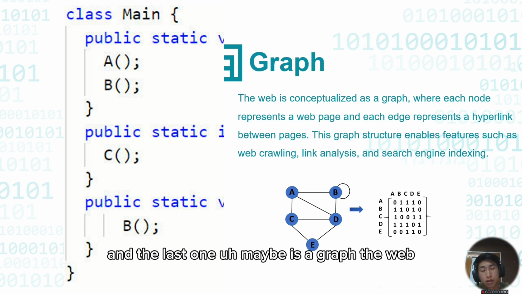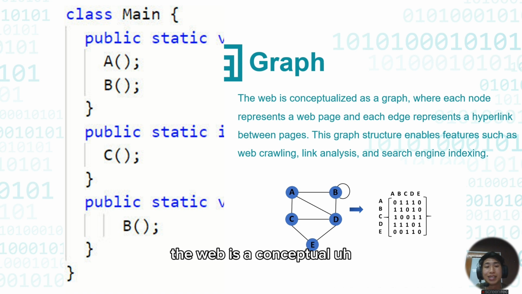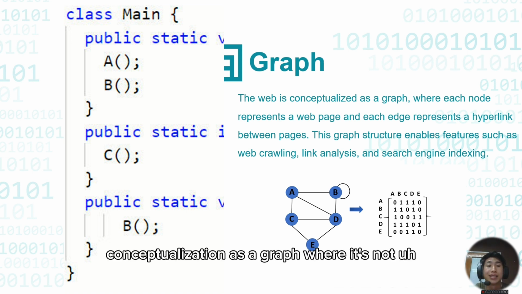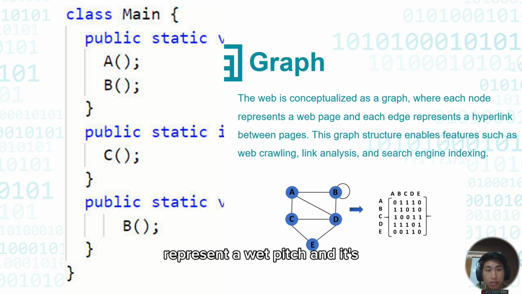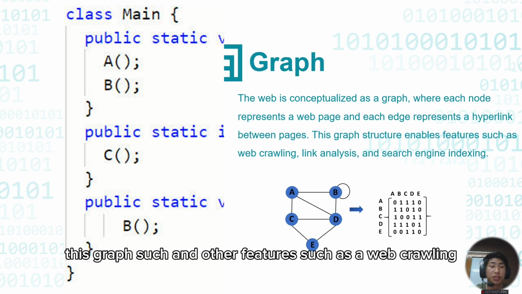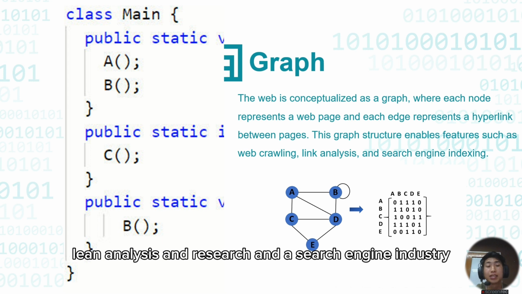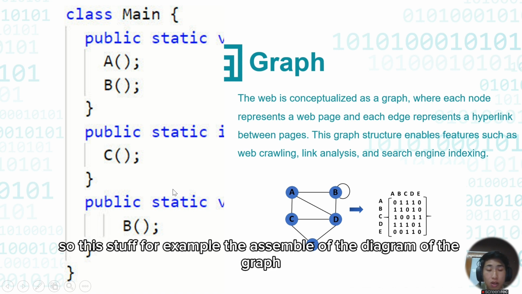And the last one is a graph. The web is conceptualized as a graph where each node represents a web page and each edge represents a hyperlink between pages. This graph structure enables features such as web crawling, link analysis, and search engine indexing. So this is an example of the diagram of the graph.